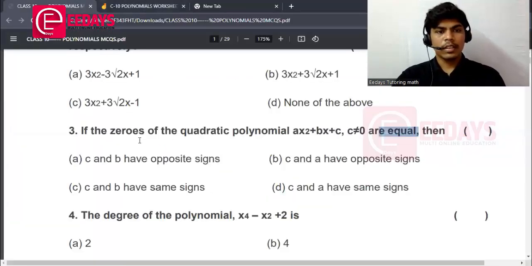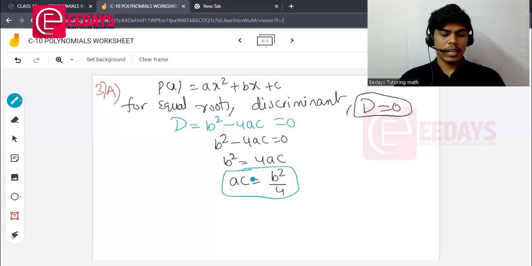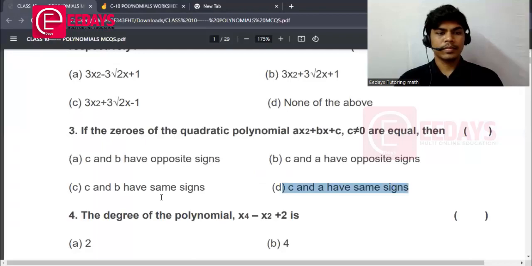Observe here what they are asking. If the zeros of the quadratic polynomial are equal, then a and c have the same sign. A into c has the same sign. So option D is the correct answer.